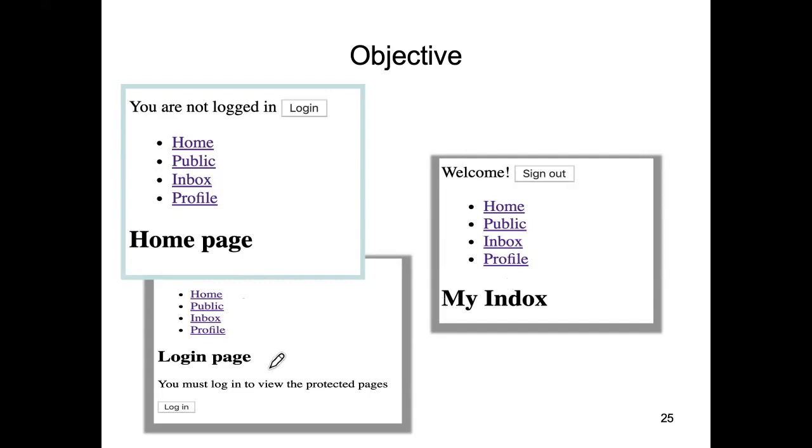An easier implementation would be: I click on inbox, I get the login page, I fill in my username and password, click on login, and then it just sends me back to the home page. Then I can click on inbox again, and now I can go into the inbox page. But it would be a nicer user experience if somehow the app remembered where I wanted to go to when it forced me to log in.